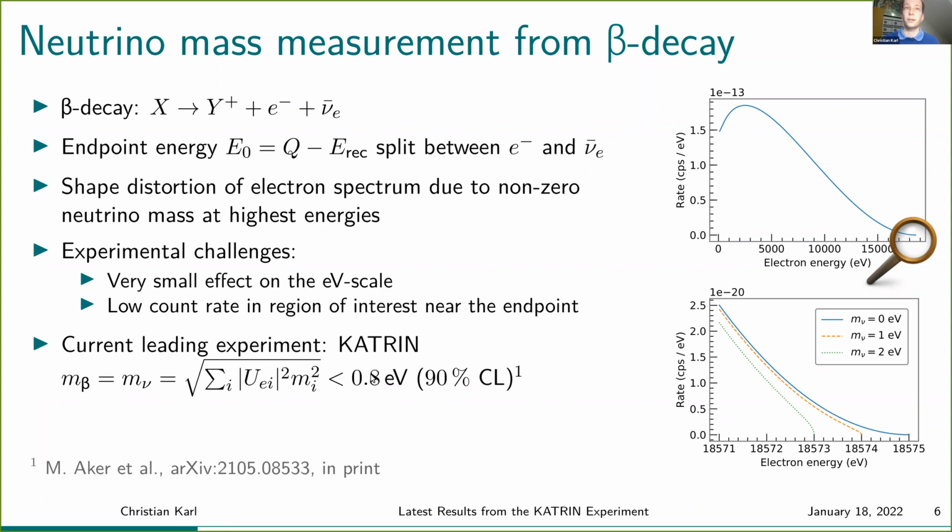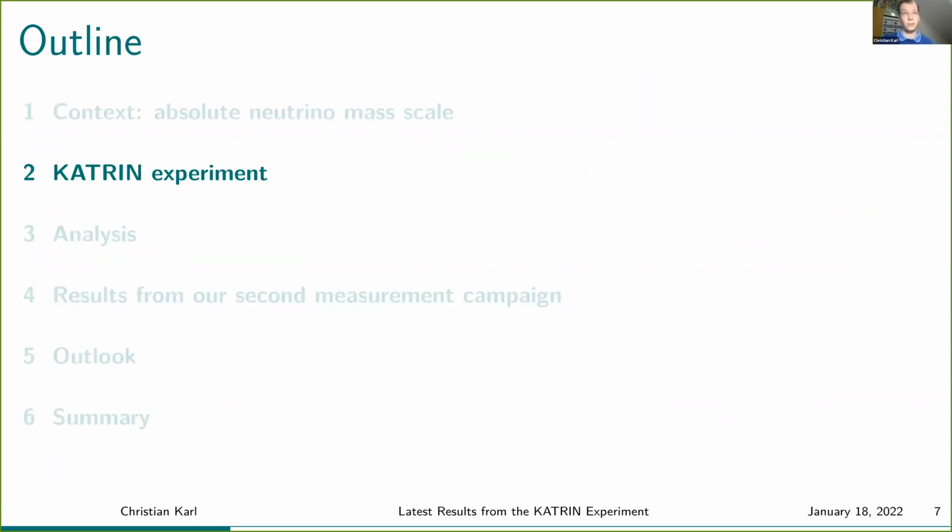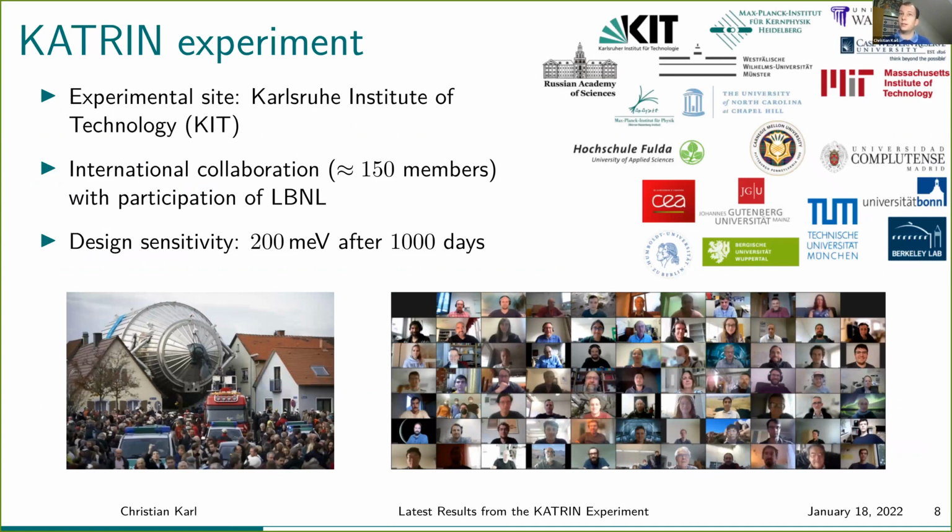All right, this brings me to the KATRIN experiment. So the experiment is located at the Karlsruhe Institute of Technology, the KIT in Germany. And we're an international collaboration of about 150 members with a participation of the LBNL. The design sensitivity is to limit this electron neutrino mass to 200 millielectron volt after 1,000 days. So you see there's still a way to go after our first two campaigns.